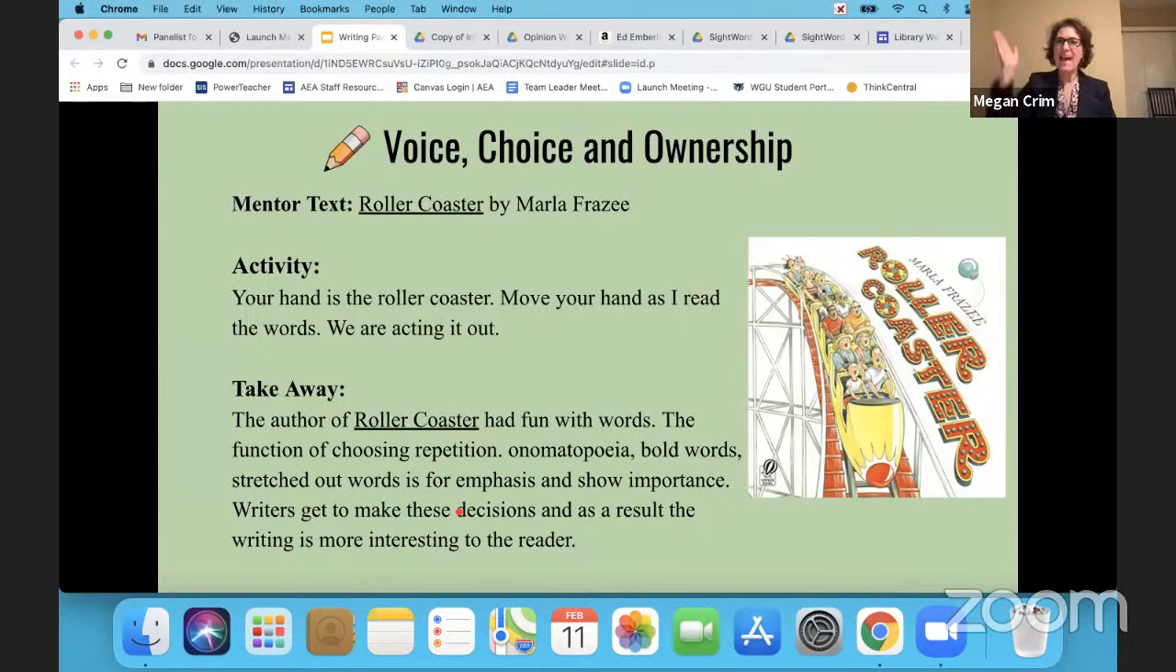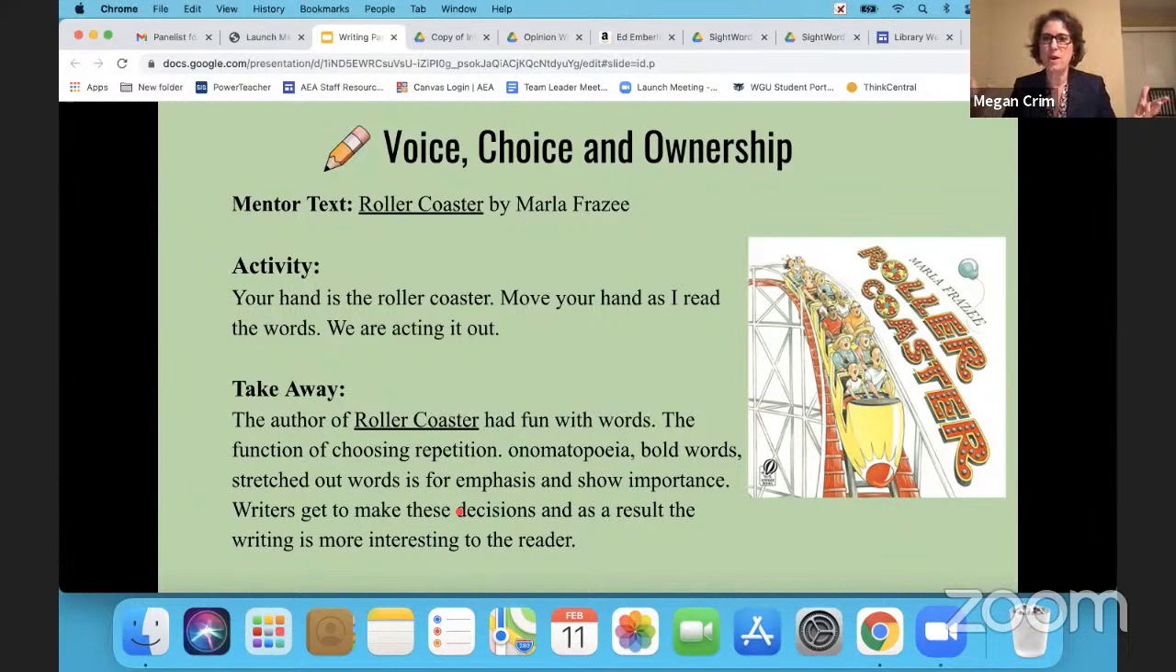It dips and dives. And then here's a wonderful page that the author actually spins the words around, and it says, and goes all the way around. Whee! And now the ride is over.